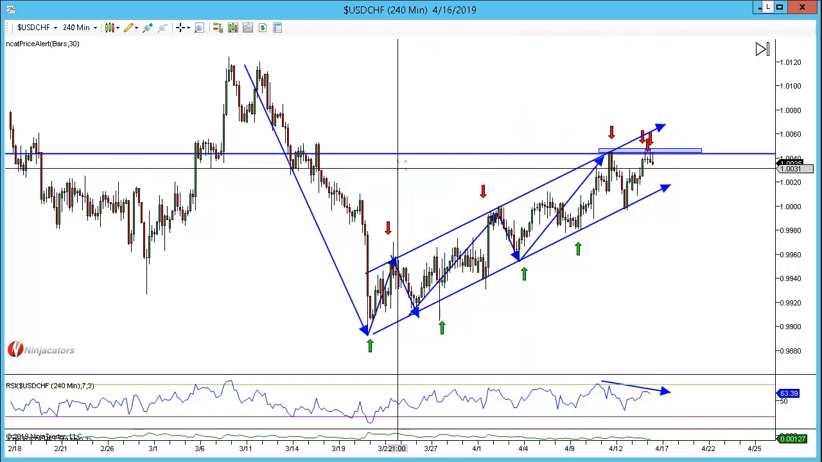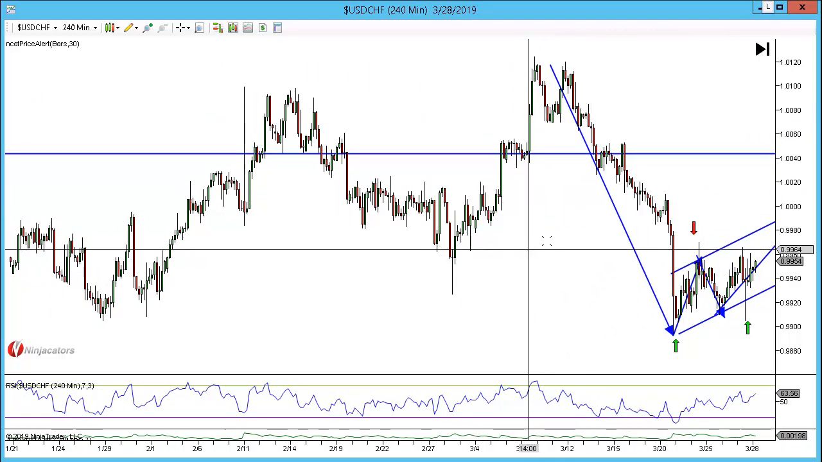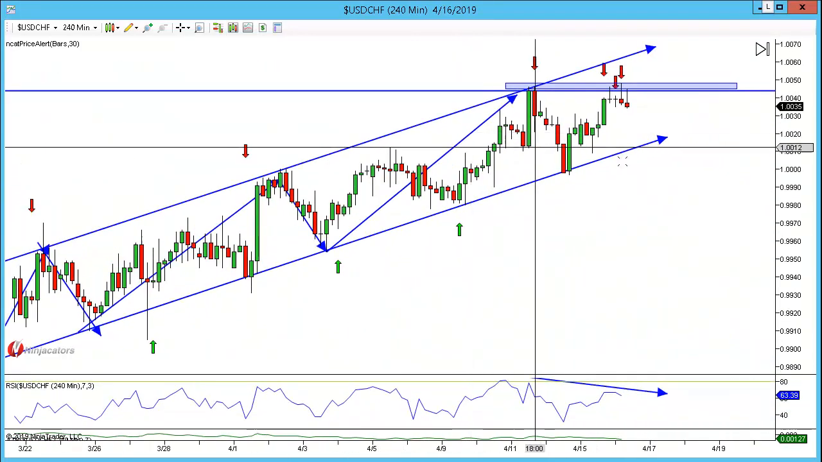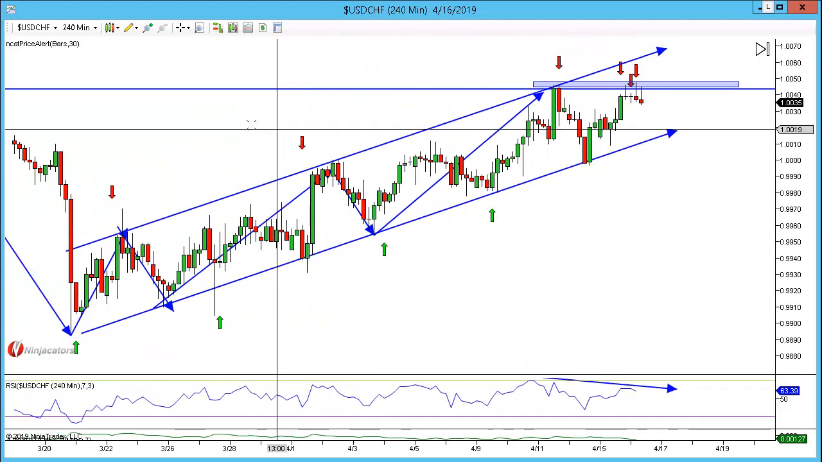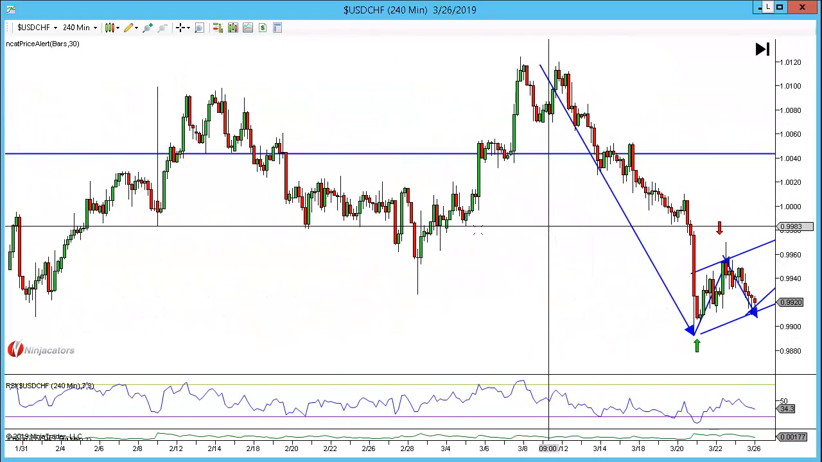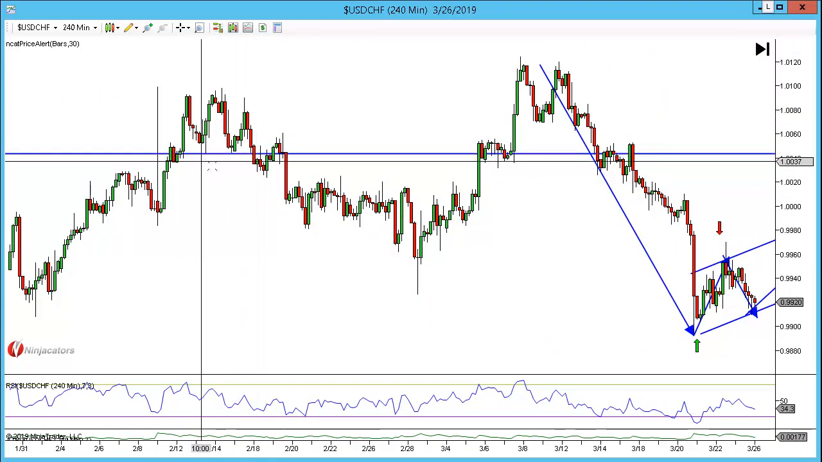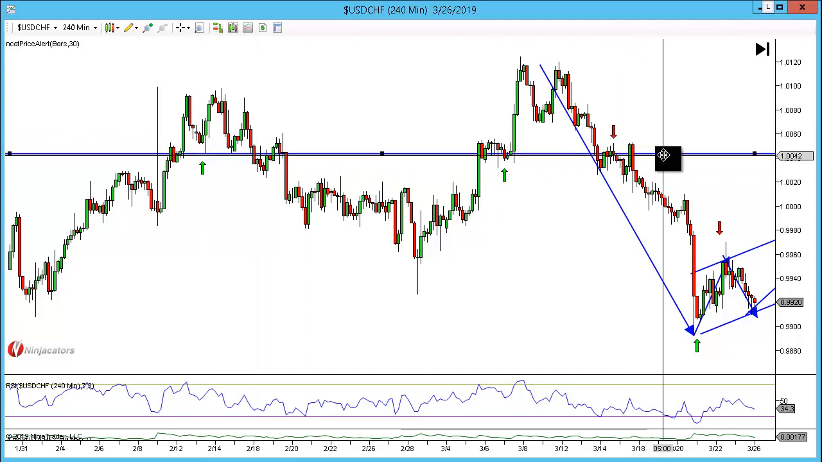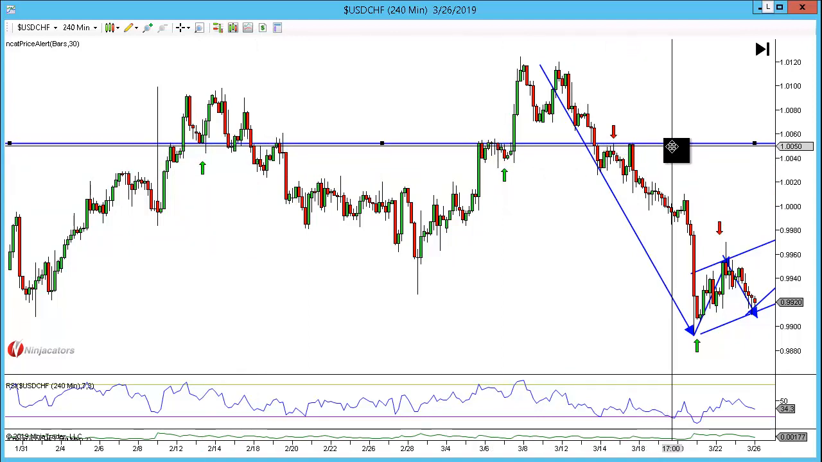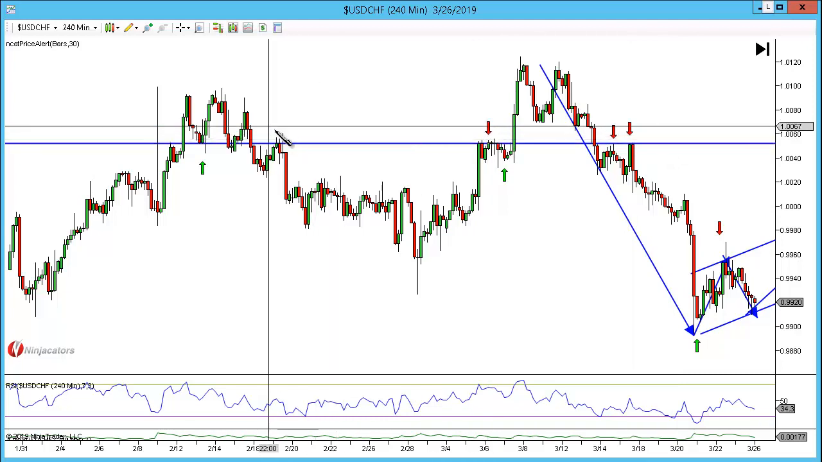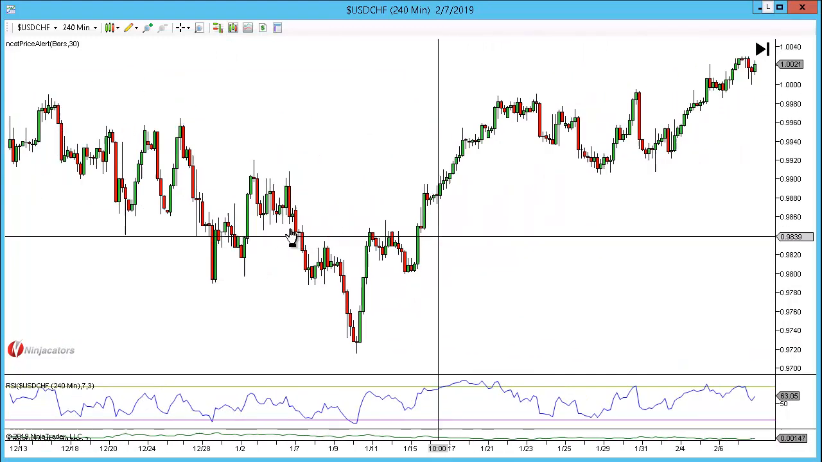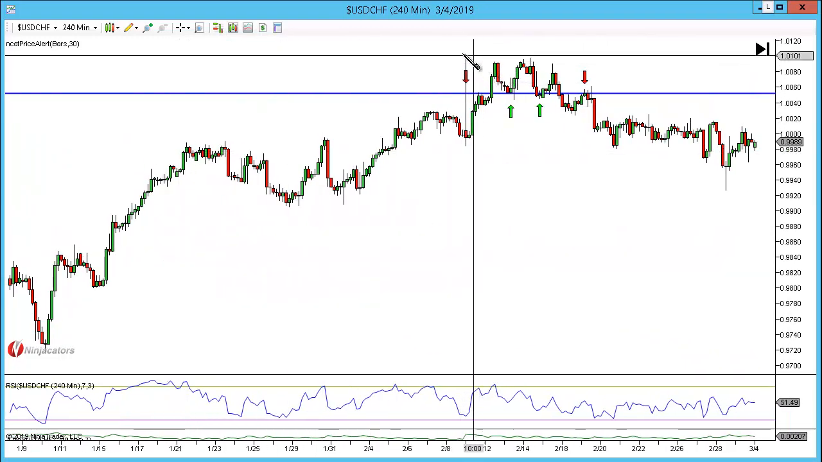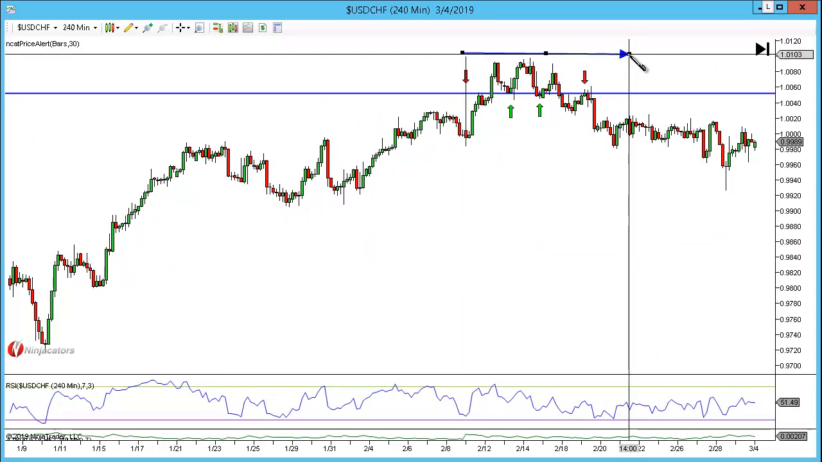Now, in terms of structure, well, we do have structure here, but there are 2 levels of structure. There's this one, and there's one a little bit higher up, which I'll come to in a moment. So we do have this, but if we actually move the structure level up to there, this becomes a lot more prominent, that big wick there, clear sign of rejection. And in actual fact, having your stop above that level would be, for me, very, very good.